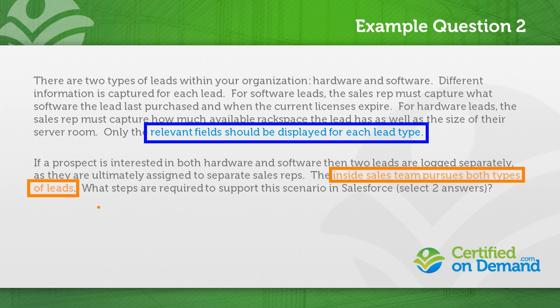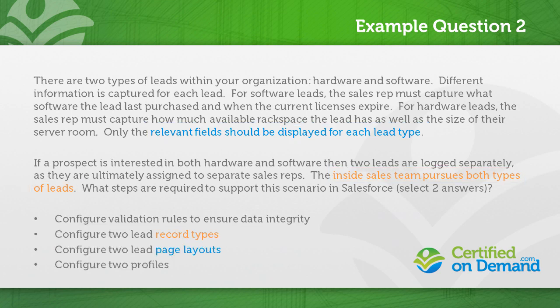Well, if they're pursuing both types of leads and we're treating both of those leads differently, there's absolutely no way that we can do this without the use of record types. So what we would need in this scenario is 2 different record types, one for hardware and one for software. And then we would need 2 different layouts, again, one for hardware and one for software. We can assign both of those record types to the inside sales team, and that would meet the need of this scenario.